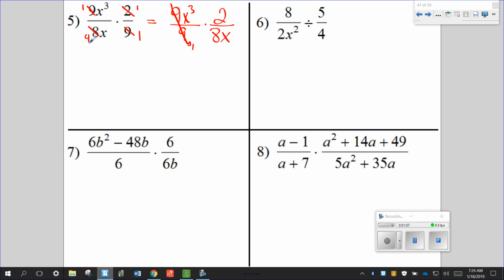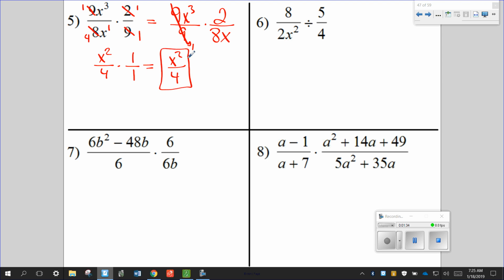And then x to the third over x, that's the division rule, if you remember when we talked about powers. That would be the exponent of the numerator minus the exponent of the denominator. So x squared is what that becomes. So you have x squared over 4 times 1 over 1. So that's just x squared over 4.